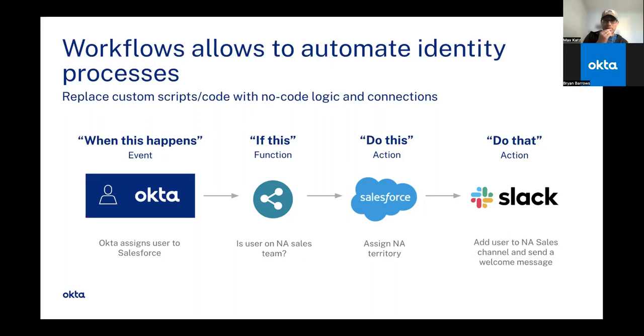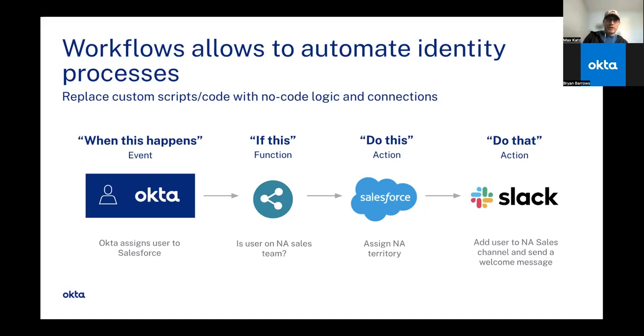So for example, what you see here, this is just a high level example. Usually a workflow starts when something happens, so an event occurs. In this case, a user is assigned to Salesforce, right? And as I said, you can run any number of logic steps: step 1, step 2, and step 3. In this case, we're checking, hey, is this person on the North America sales team? And if yes, we will assign them to North America territory in Salesforce. And then we're also going to add them to a Slack channel for North America. But you can also send them an email, right? You can send their manager an email. You can do many other things. You can even send them an SMS message and welcome them.